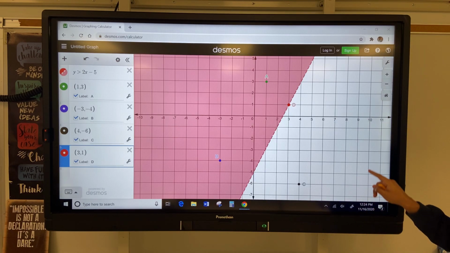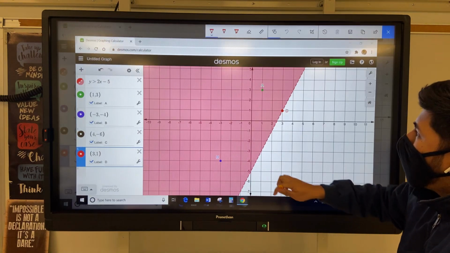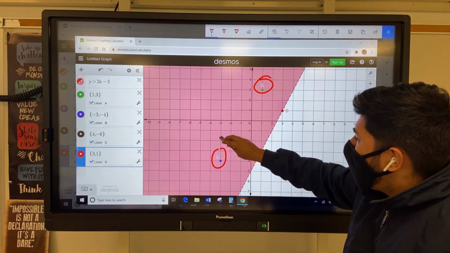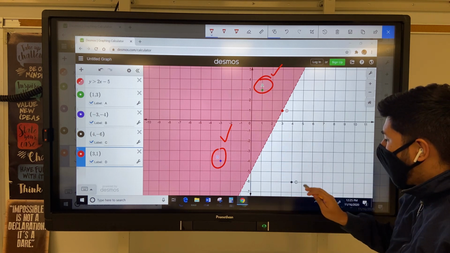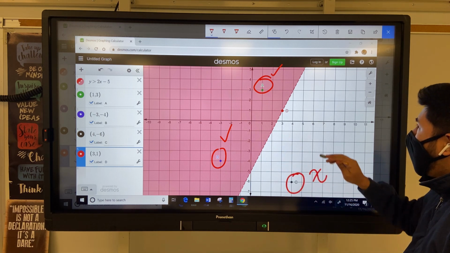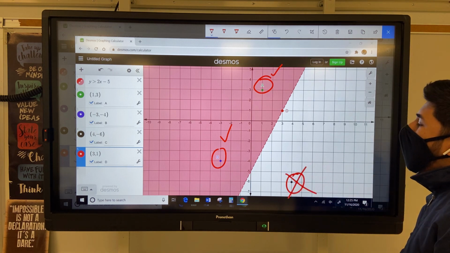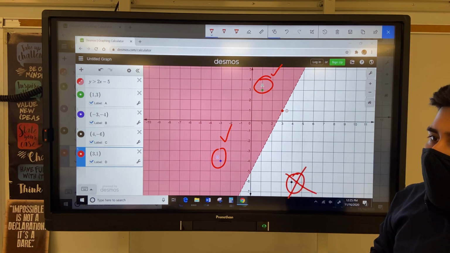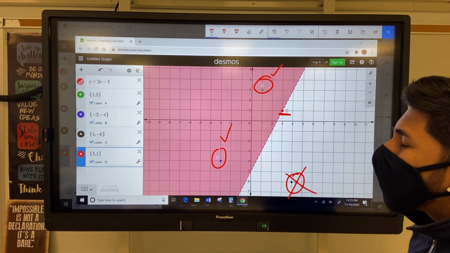So still, A and B, those are good to go. They're good. They're in the shaded region. C, obviously not. Oops, I put a fancy X, but let's just put a. No, this is not right. C is not in there. But D, ladies and gentlemen, D is right on the line.